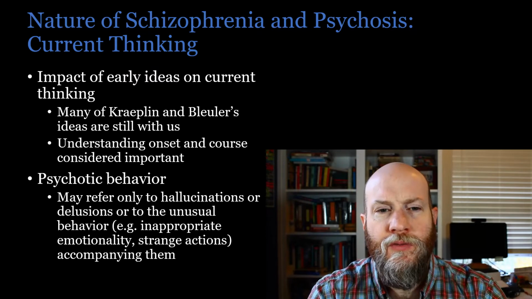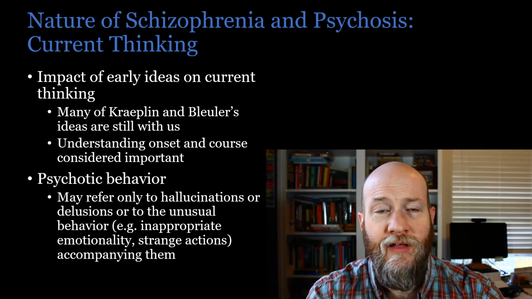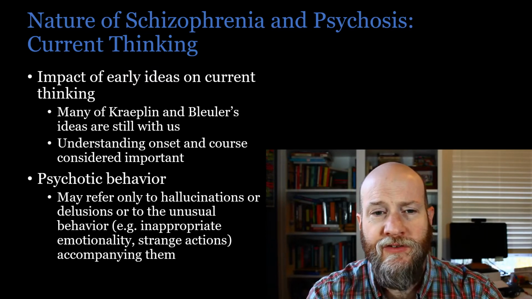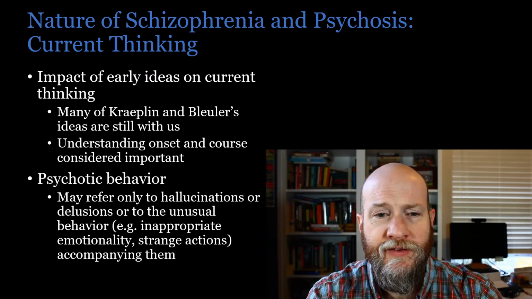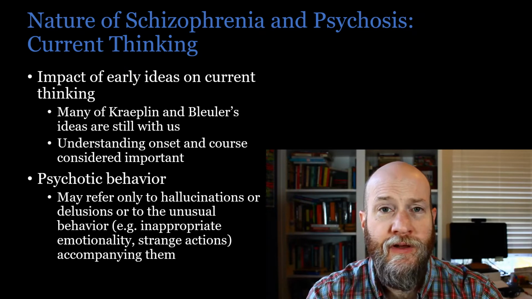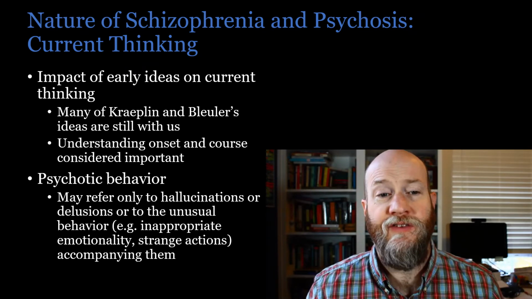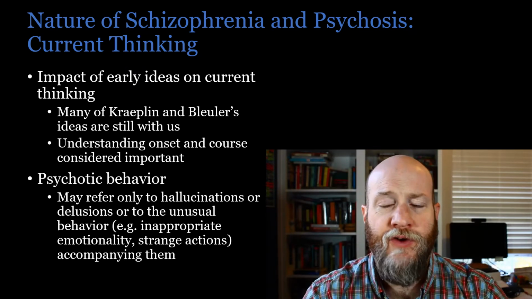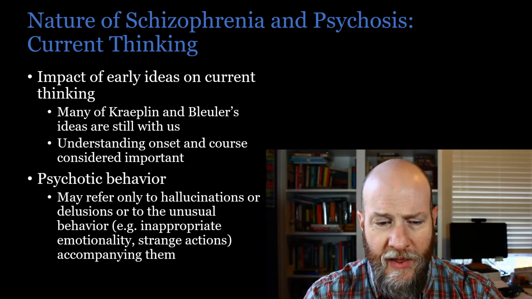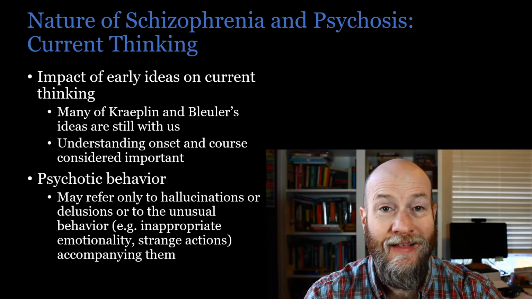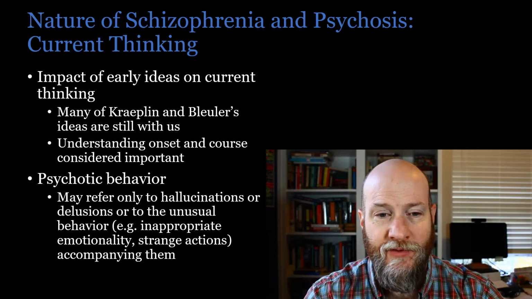So there are a lot, as I said, a lot of early research and writing about schizophrenia. Many of the ideas that came from Kraepelin and Bleuler are still with us. They were very effective at defining the onset and the course of schizophrenia. It is a chronic condition. And they also were important in defining the concept of psychosis or psychotic behavior.